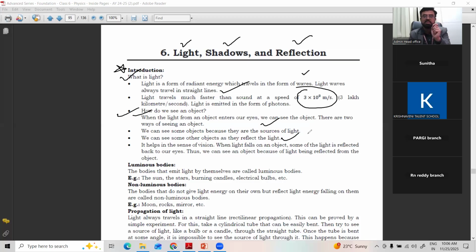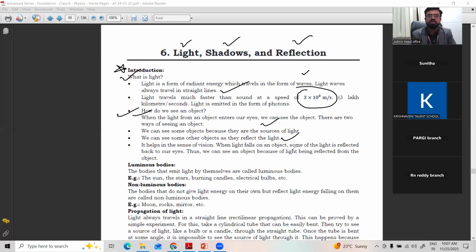There are some objects which emit light, so that we can see them. We'll see examples later. But there are some objects which do not emit light, but whenever light falls on them, because of reflection, you can see the object. They are called either luminous objects or non-luminous objects. Luminous bodies, non-luminous bodies, we'll see that next. It helps in the sense of vision.